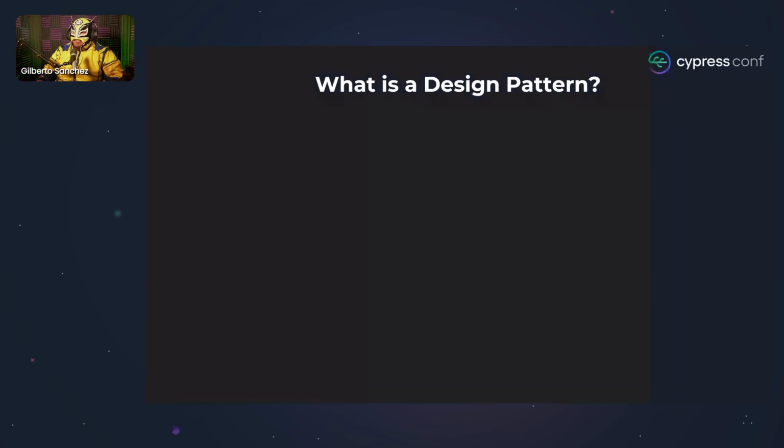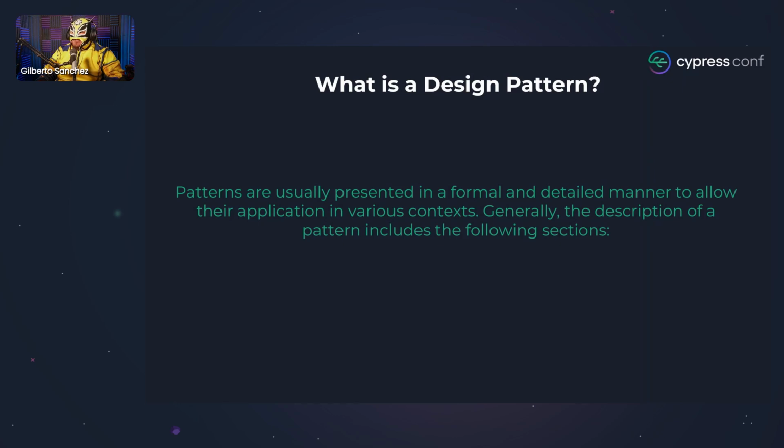So let's talk about what a design pattern is. Patterns are usually presented in a formal and detailed manner to allow their application in various contexts. Generally, the description of a pattern includes the following sections. The first is the purpose. The purpose of the pattern provides a concise summary of the problem it addresses and its corresponding solution.